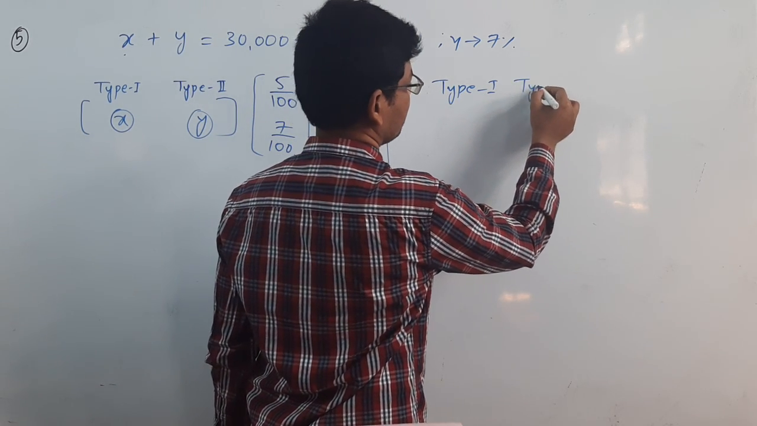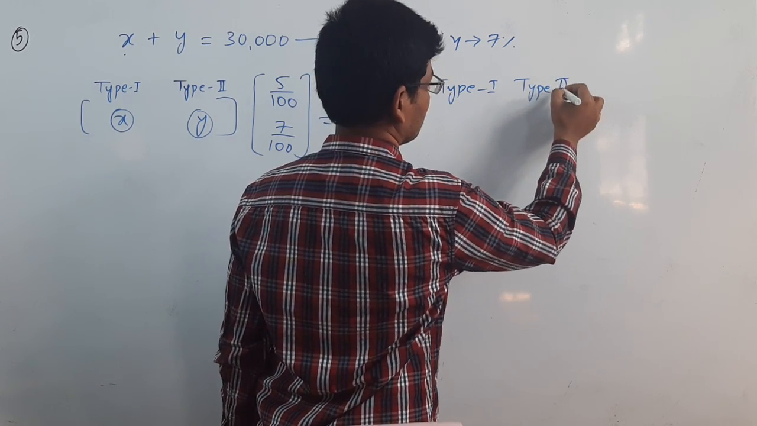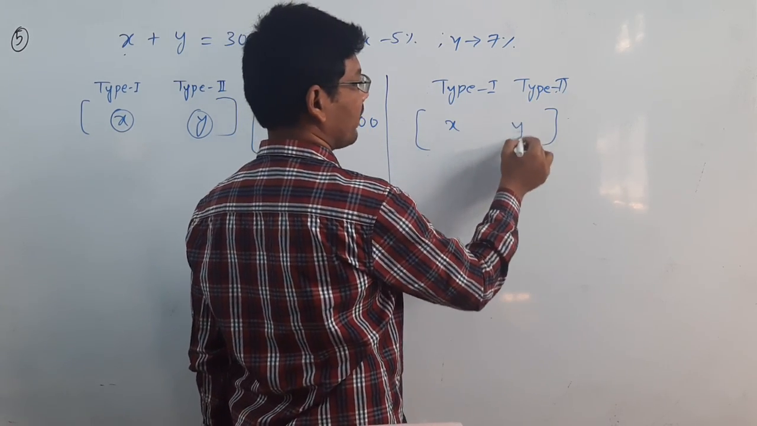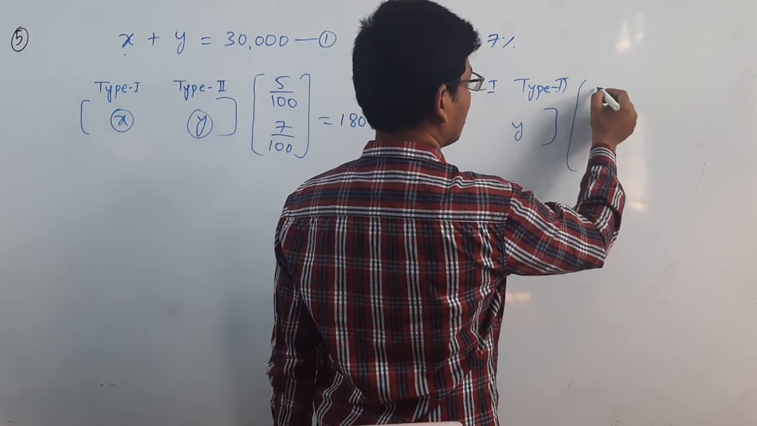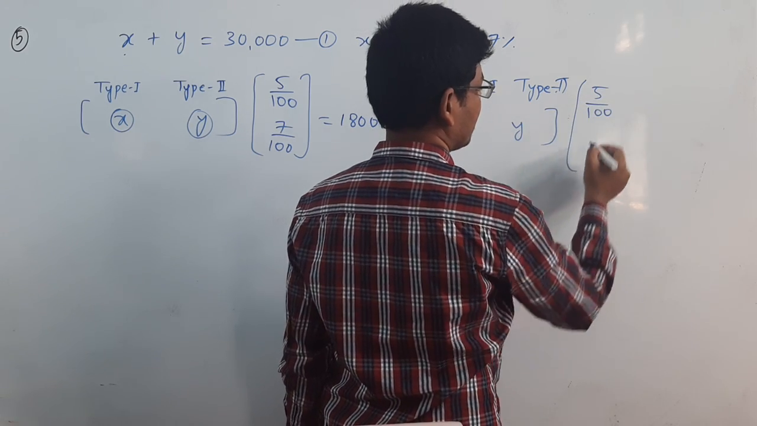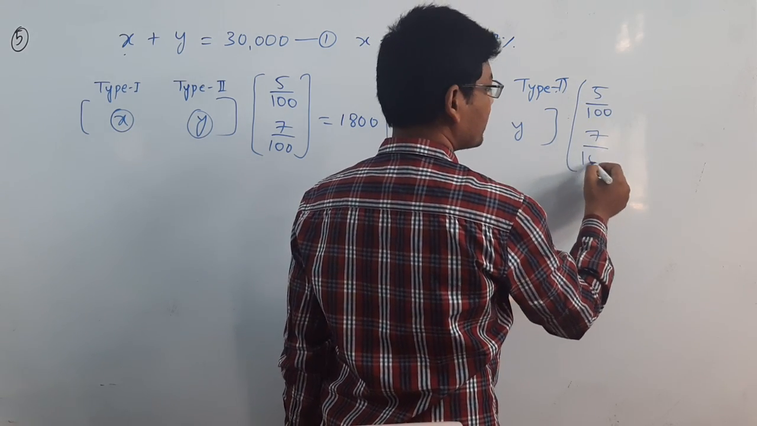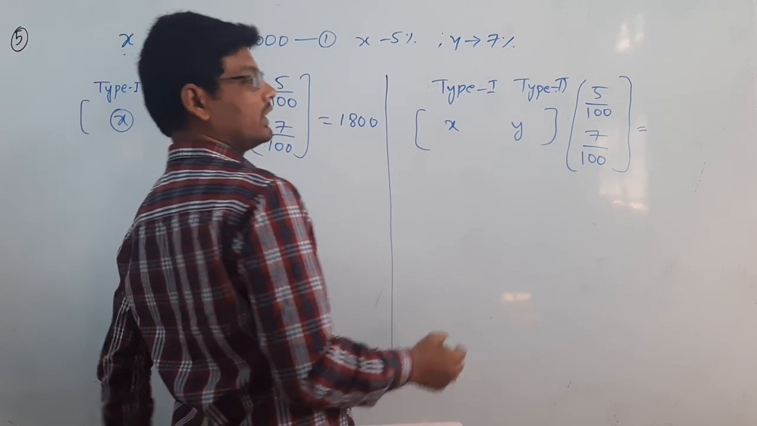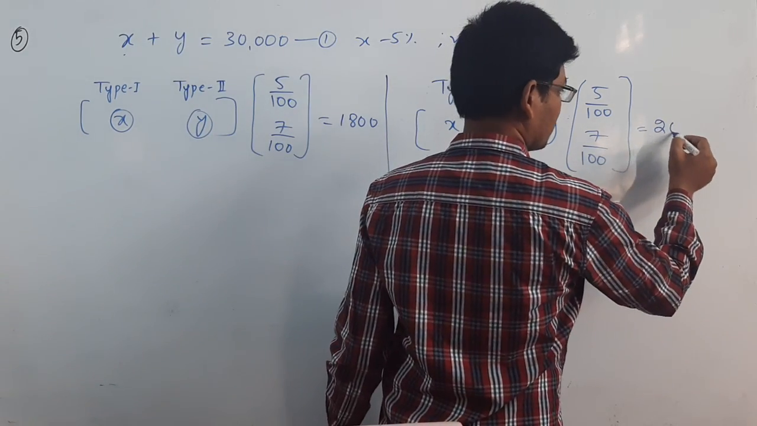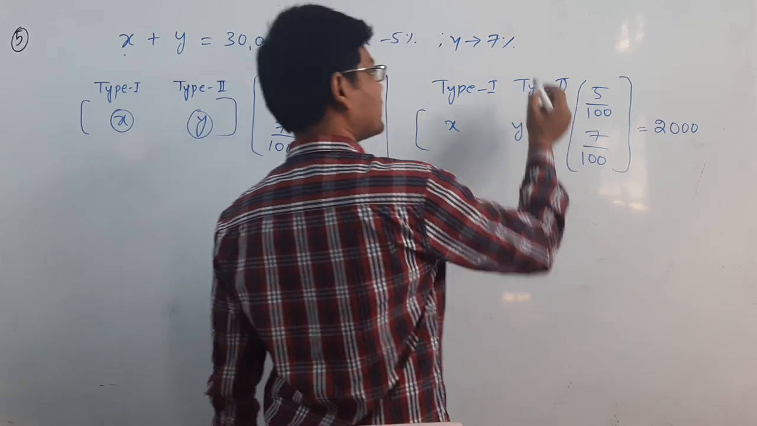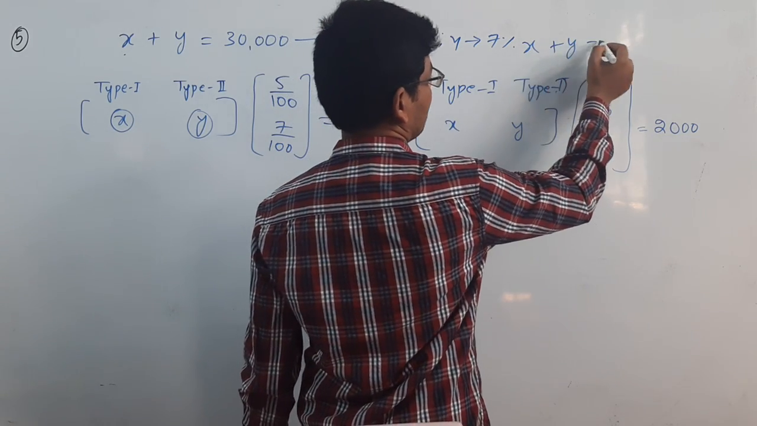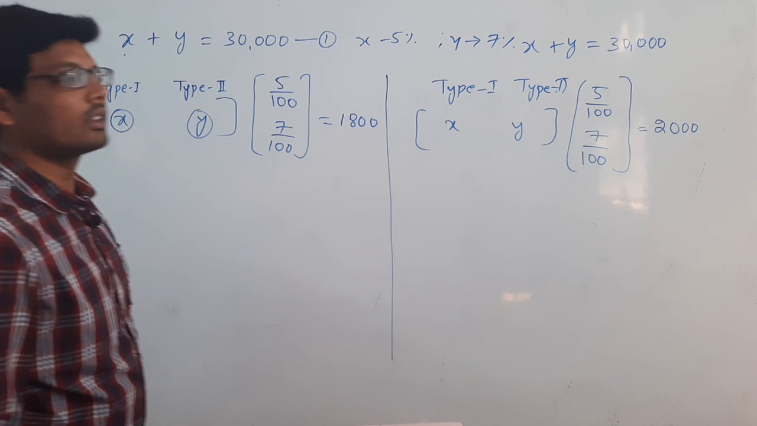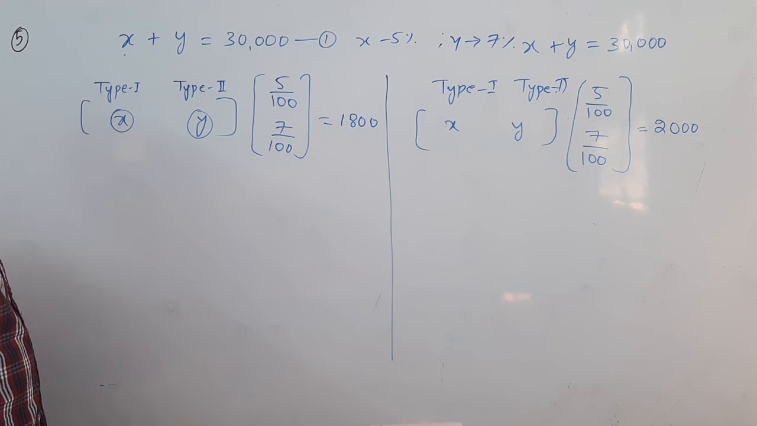In the same pattern, I take type 1 and type 2. I am taking a row matrix of X type and Y type, and the profits are 5 by 100, the 5%, and 7 by 100, the 7% for the second type. The annual profit for this one is 2000. Here also the same thing, X plus Y is equal to 30,000. So the sum of two types of investment is 30,000.